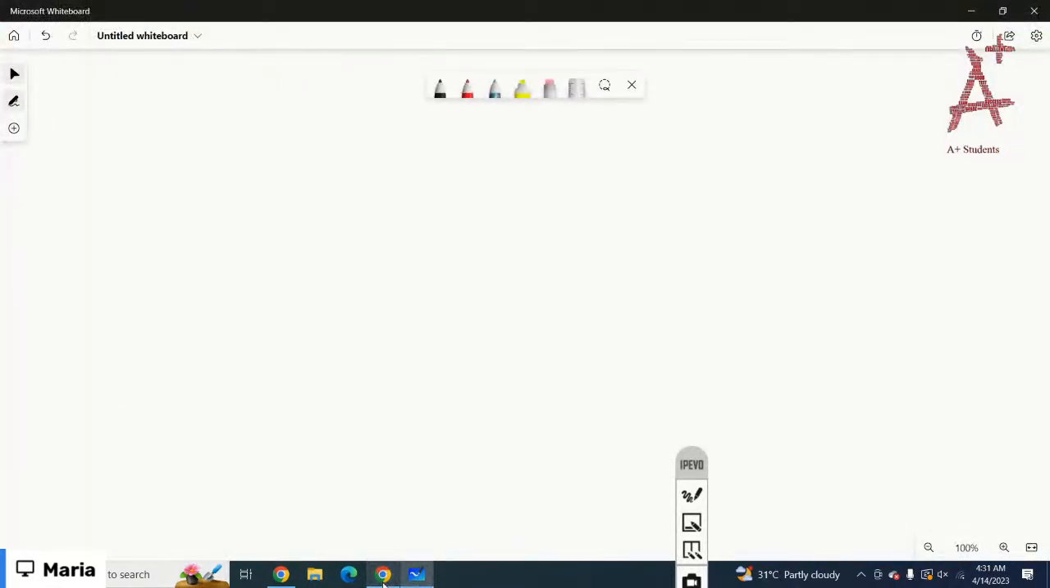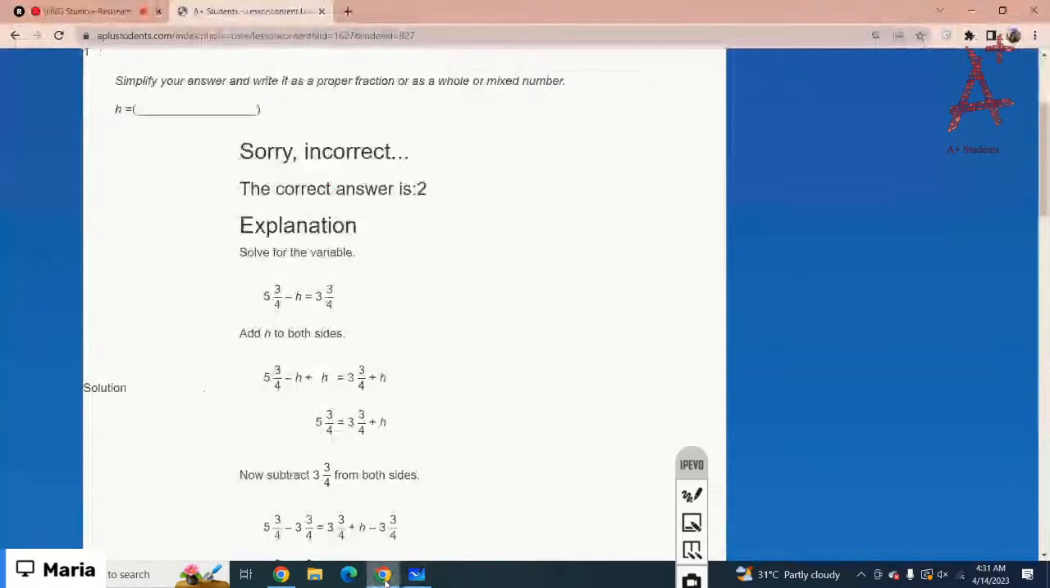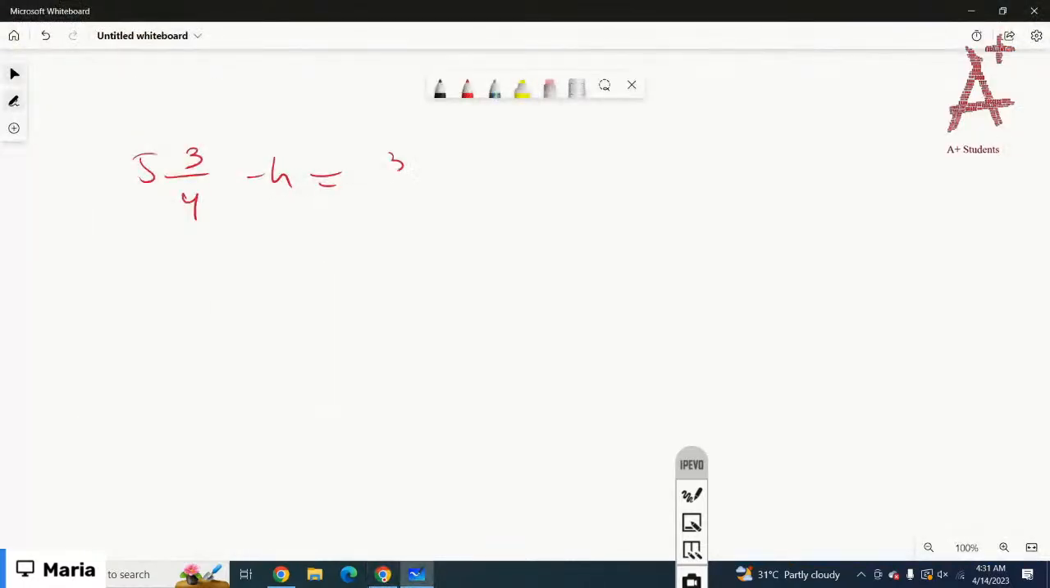5 whole 3 over 4 minus h equals 3 whole 3 over 4. First of all, remove that h from here. So negative h, positive h. Let's just add h both sides. So here it got cancelled.